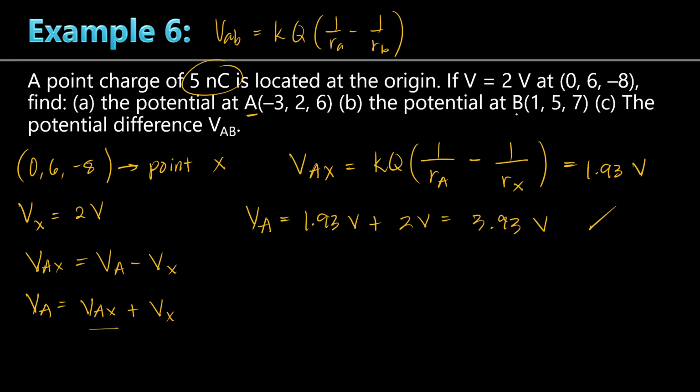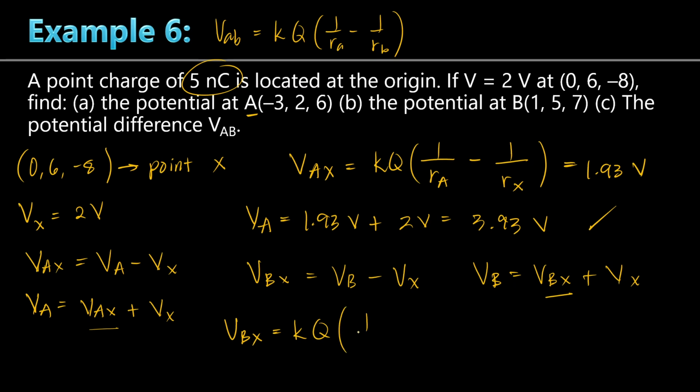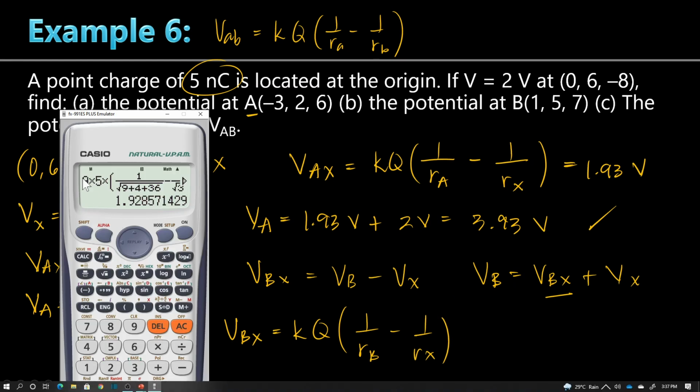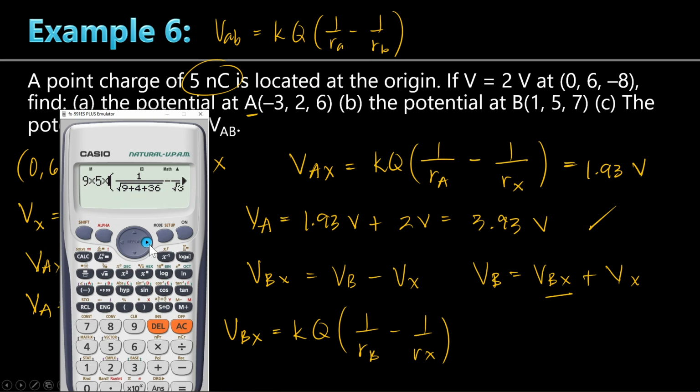So actually, ganun din yung gagawin nating proseso. Kuhanin muna natin yung VBX, which is equal to VB minus VX. Tapos from that, yung expression para sa VB is equal to VBX plus VX. Okay? Tapos sa calculator, makukompute natin yung VBX. Yung VBX, sulat muna natin yung expression, that's KQ times 1 over RB minus 1 over RX. Okay, sa calculator, gawin natin yan. Ano? Ito yung K, ito yung Q. Tapos, palitan lang natin yung distance.